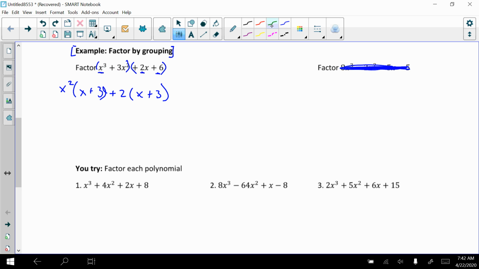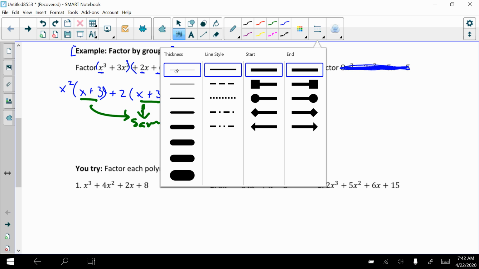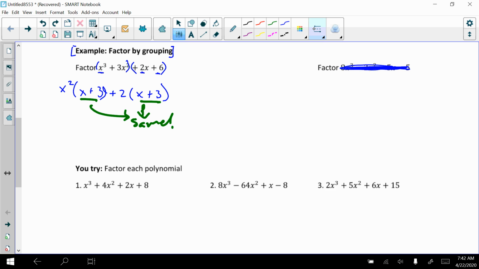If you notice, I have two things that are the same. I got x plus 3 in both pieces. When I factored out a GCF from both halves, it ended up with x plus 3. This is exactly what I want, okay? These are the same, which is exactly what I want, because I can now factor out that x plus 3 from both of these big pieces right here, okay?